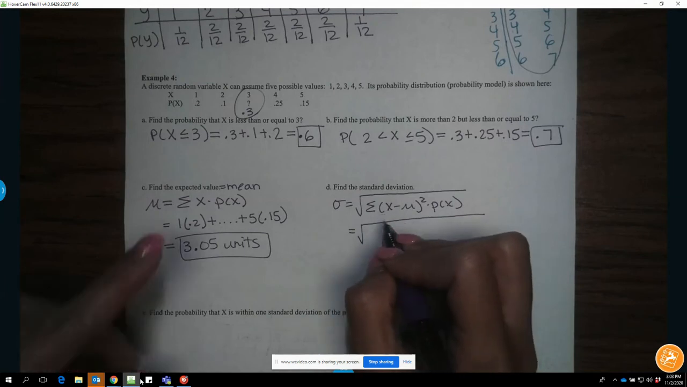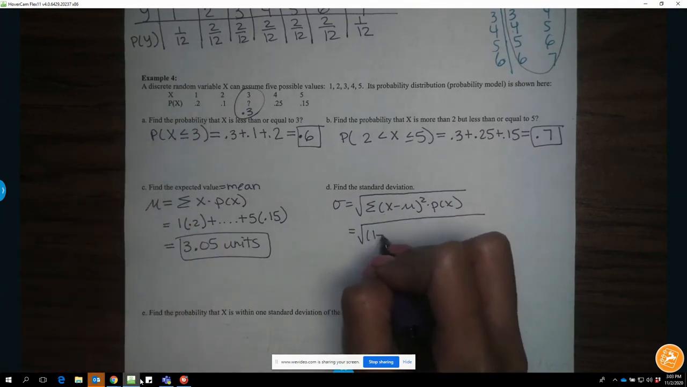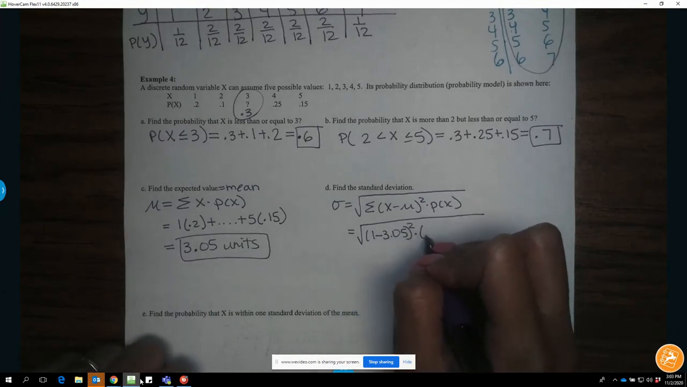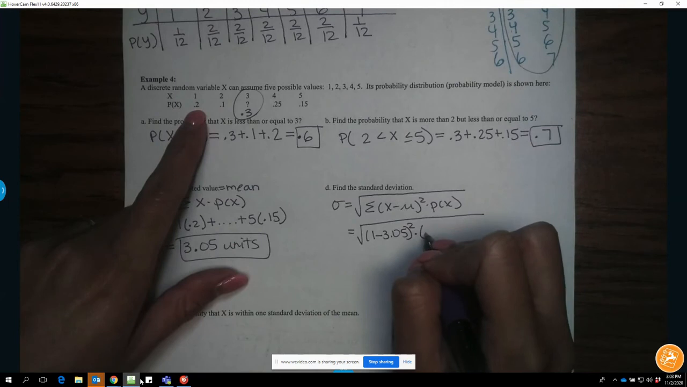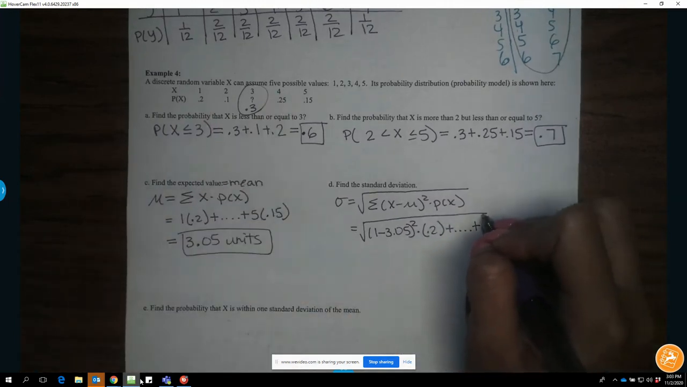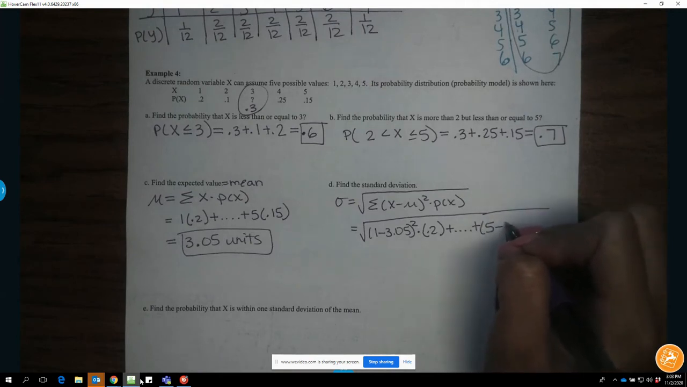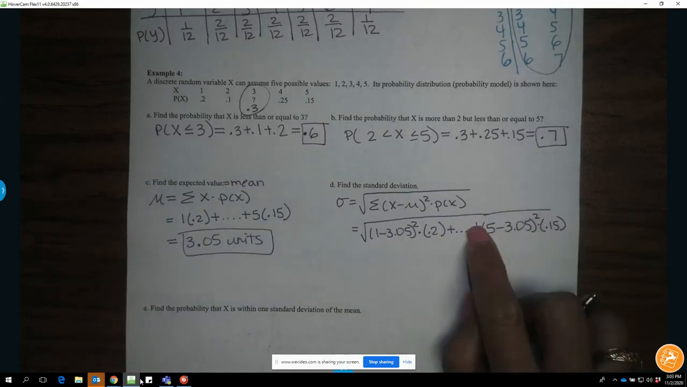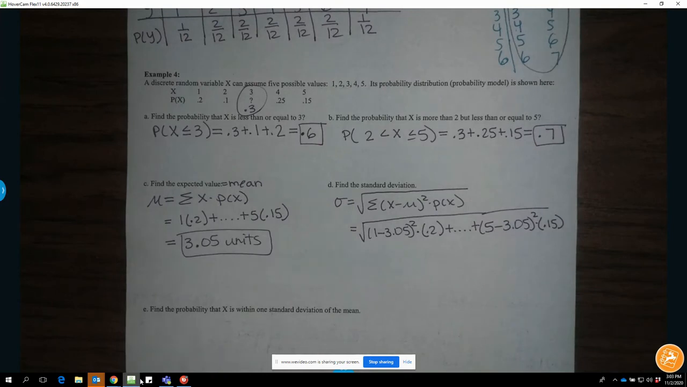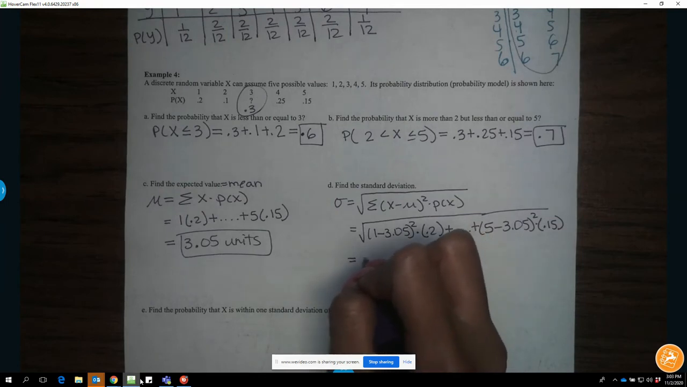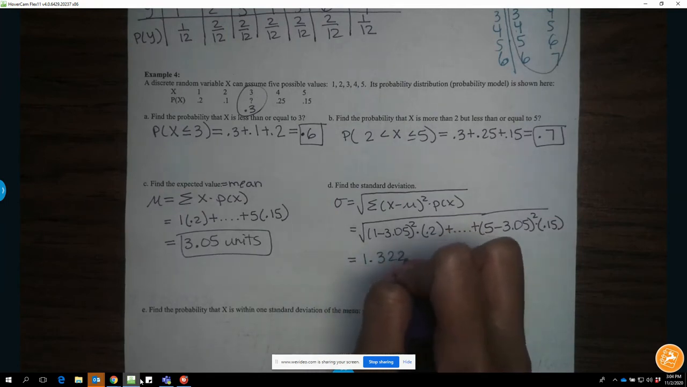So I guess my first x is 1 minus the mean, squared, times the probability of the first one, which was 0.2, and so on. And then I can just do the last one: 5 minus 3.05 squared times 0.15. Again, I would just use a calculator with the 1-variable statistics to get the standard deviation. So that's going to be 1.322 units.